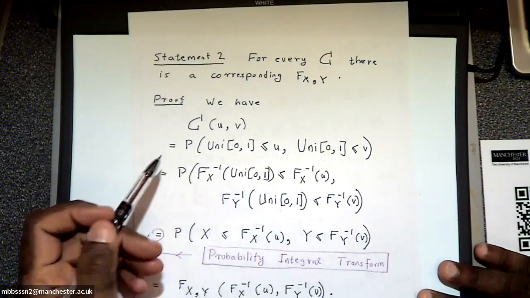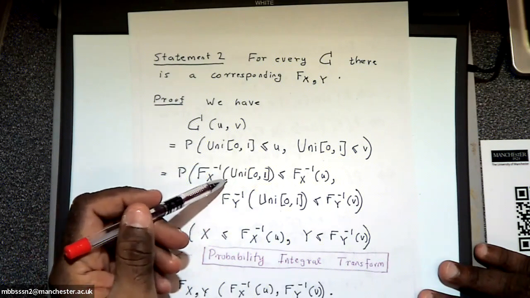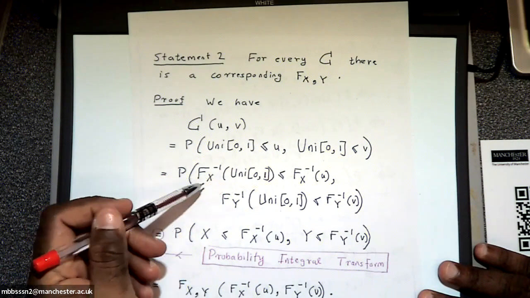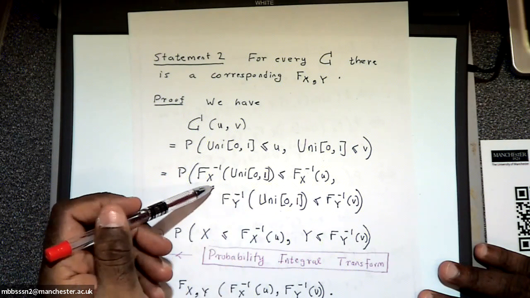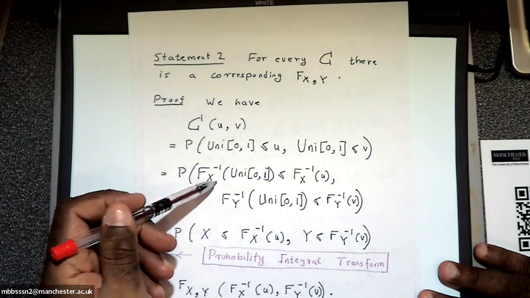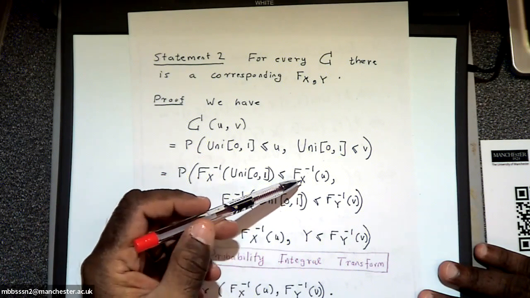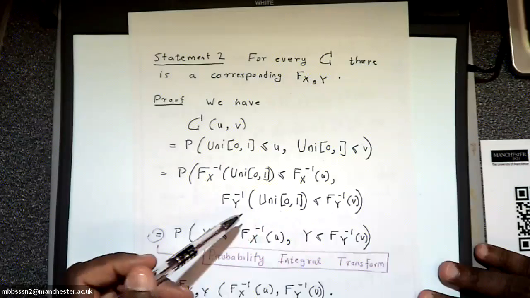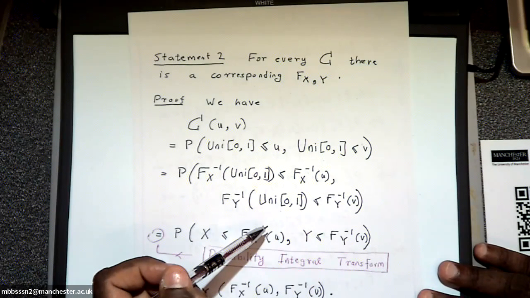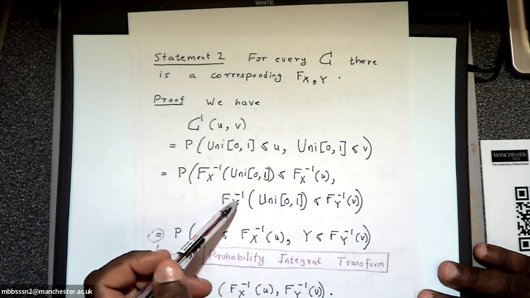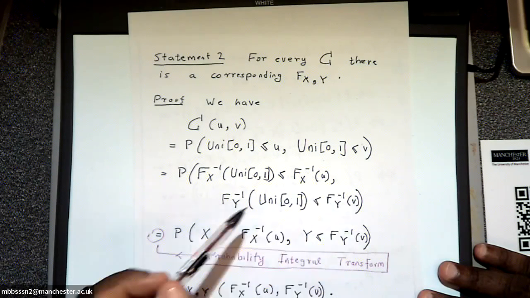Now, in the next step, from this line to this line, what I have done is to apply the inverse function of Fx to both sides of this inequality. So I'm taking the inverse function of Fx on the left and the inverse function of Fx on the right-hand side. And similarly to this inequality here, I applied the inverse function of Fy on both sides. So the inverse function of Fy to this and the inverse function of Fy to this.